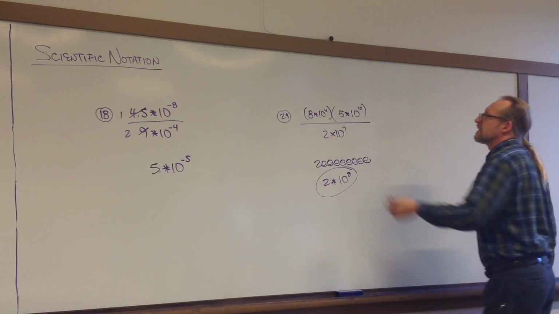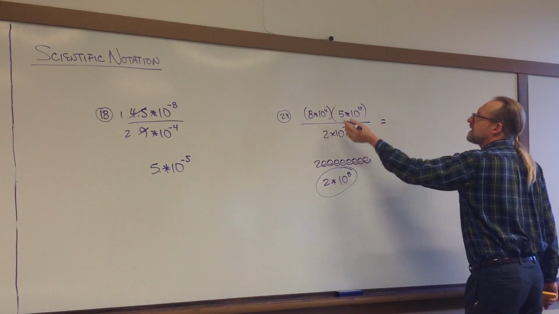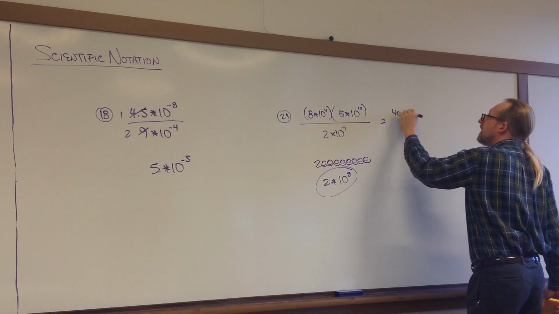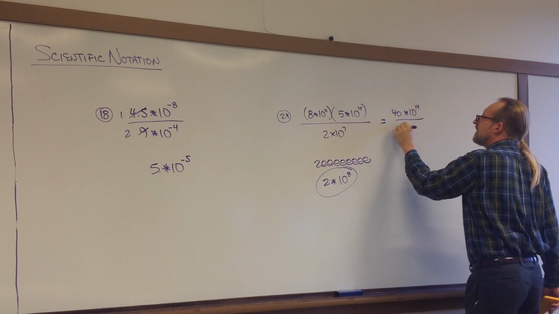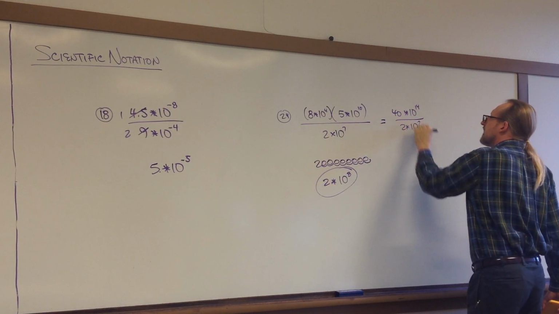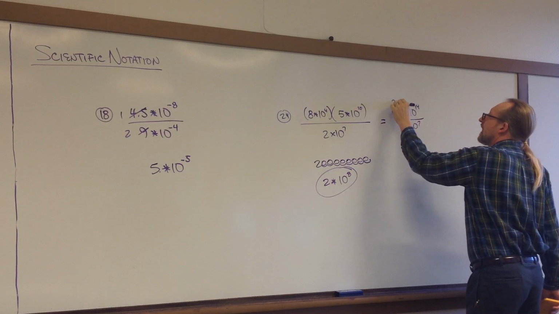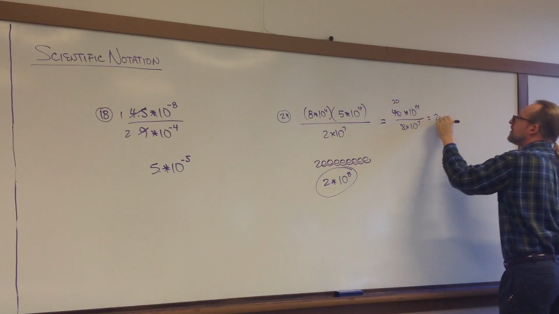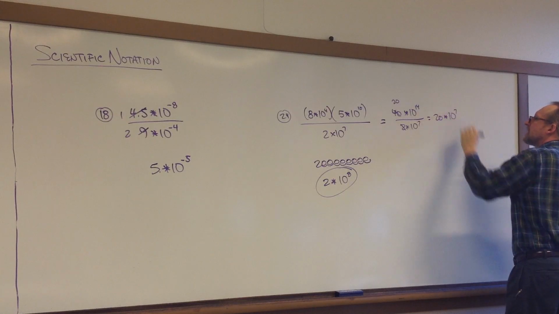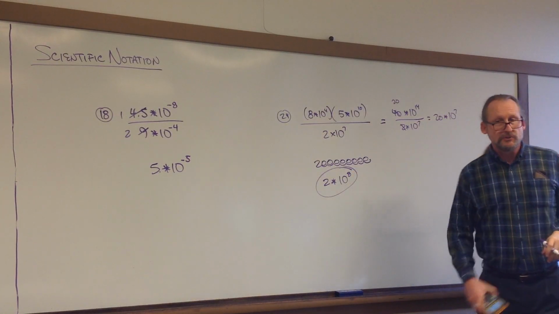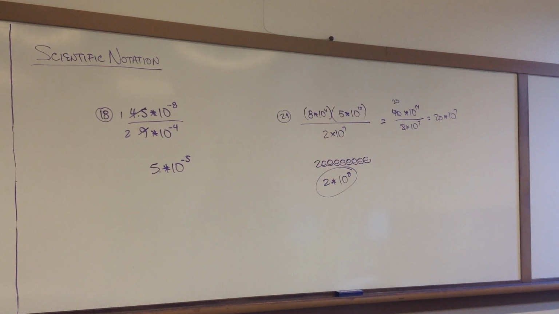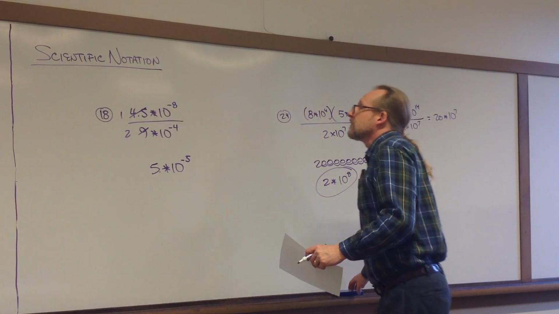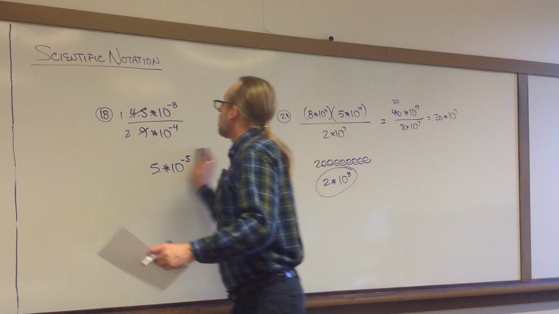If we were to do this without the calculator, let's see, we could get 40 times 10 to the 14th, 2 times 10 to the 7th, divide that in there. This would be 20 times 10 to the 7th, same thing as 2 times 10 to the 8th. All right, let's see. I'll do one more of these.